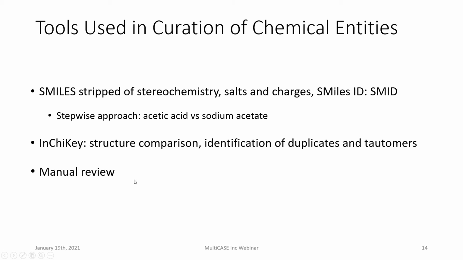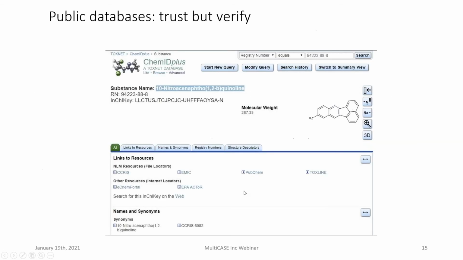Manual review still takes a huge part of this project, and it's very important. We cannot completely rely on automated tools. We still have to review everything manually. Partially the reason for that is that public databases are good, but they are not 100% correct. This is one of the examples. I'm sure each one of you who is dealing with public databases has probably met a couple of examples like this.